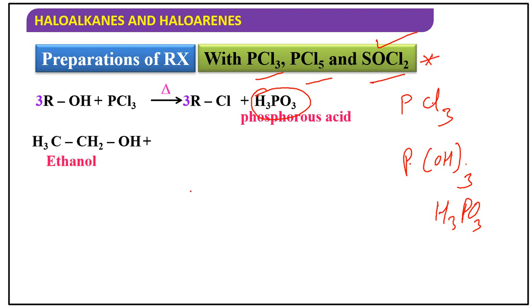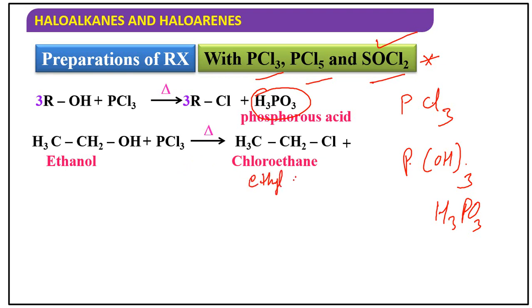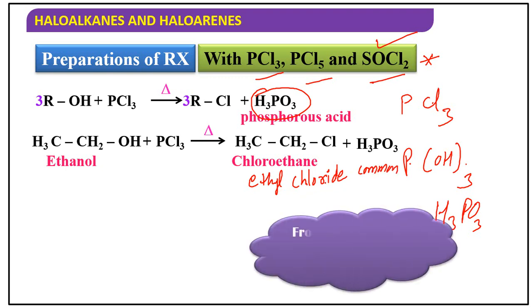So you can take any one example. Ethyl alcohol plus PCl3, you will get chloroethane as the IUPAC name. Ethyl chloride is the common name. Okay, it is the common name. The byproduct is H3PO3.